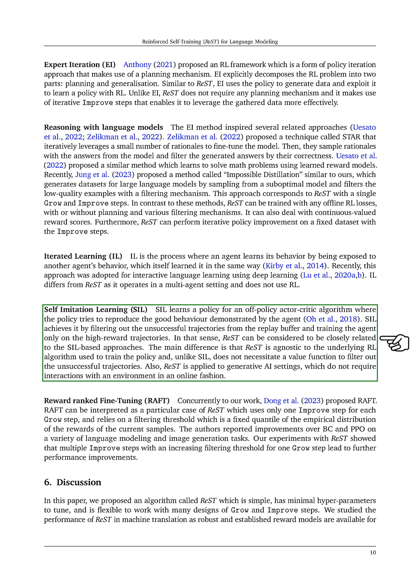Self-imitation learning, SIL, is a policy for an off-policy actor-critic algorithm where the policy tries to replicate the agent's good behavior. SIL does this by filtering out unsuccessful trajectories from the replay buffer and training the agent only on high reward trajectories. In this sense, ReST is similar to SIL-based approaches. However, ReST is not tied to the underlying RL algorithm used to train the policy and doesn't require a value function to filter out unsuccessful trajectories. Also, ReST is applied to generative AI settings, which don't require interactions with an environment in an online manner.